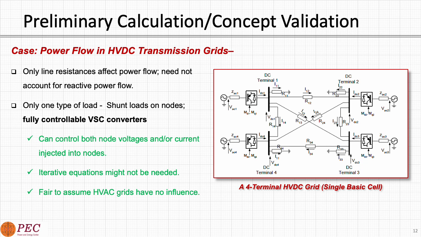This means that we need not use the iterative equations, as we know the node voltages and currents and not the power. And it's also fair to assume that the HVAC grids have no influence since the converters are fully controllable.